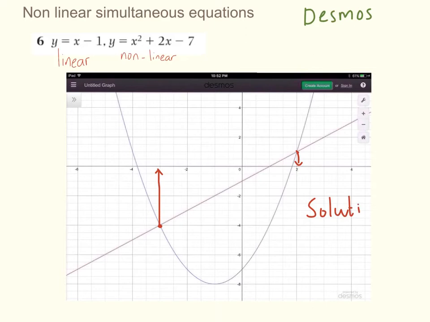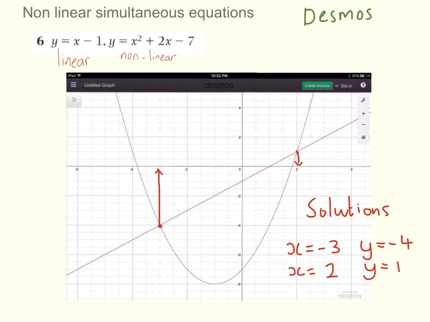So our solutions here would be, if we read up from there, x equals minus 3, and x equals, if we use the other one, just drop straight down, it is 2. Now we're looking for pairs of solutions here, so we're looking for x values and y values that solve these simultaneous equations. So we need to read off the corresponding y values as well. If x equals minus 3, y is equal to minus 4, and when x is equal to 2, we get y is equal to 1.